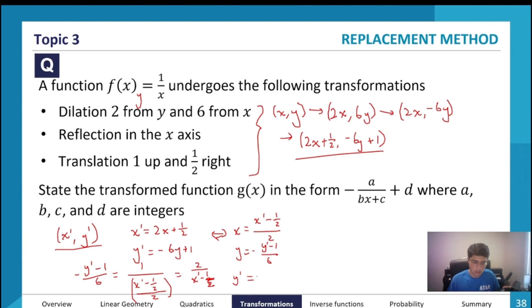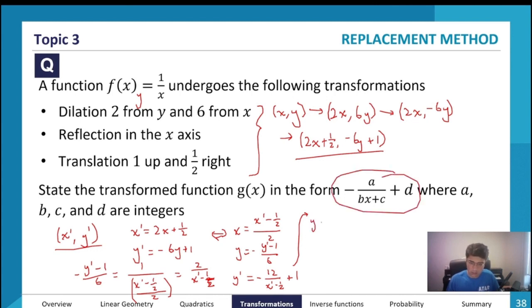Two, yeah, so we'll get negative 12 over x dash minus half. And then we've got the plus one. And then finally, we can simplify using one last step and just multiplying the top and bottom by two so that we get it into this form that they require.